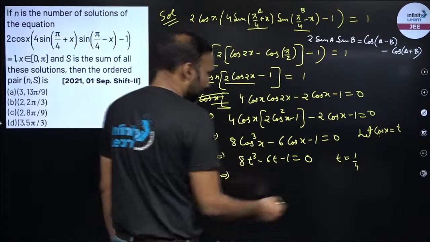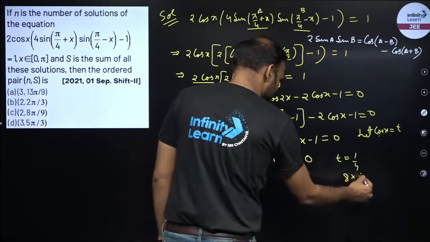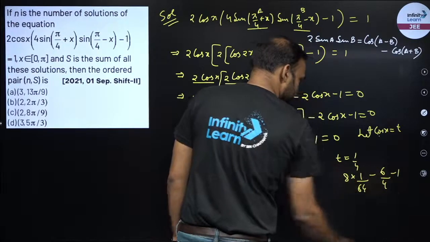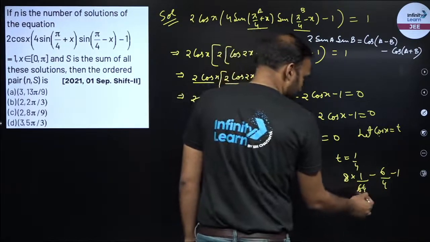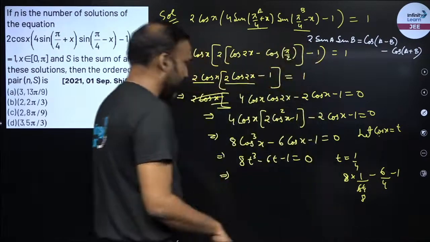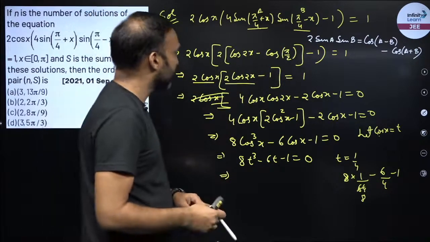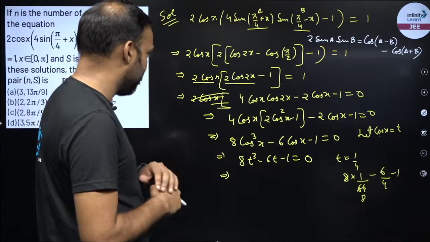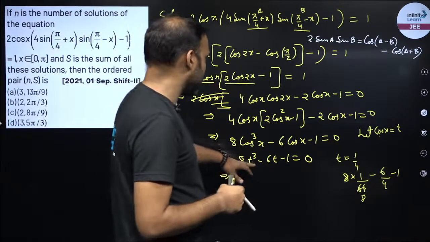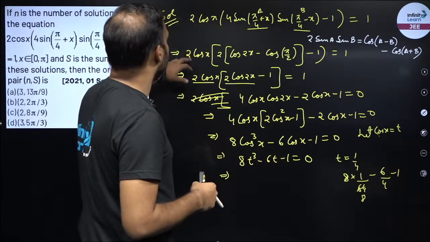So this is 1 by 8 into 64 minus 6 by 4 minus 1. So this is minus 10 by 4. So 1 by 8 minus 10 by 4. No, this cubic is not giving me a good root. Have I done something wrong somewhere? Let us quickly check once.